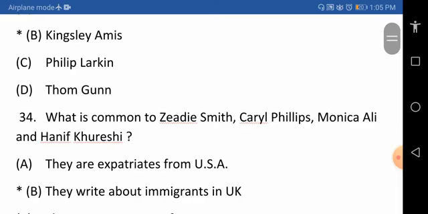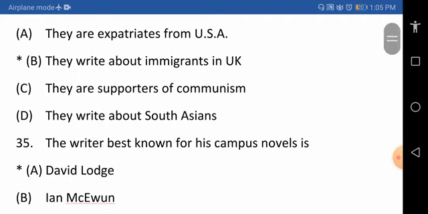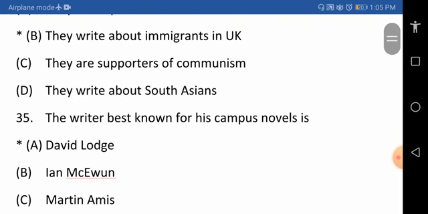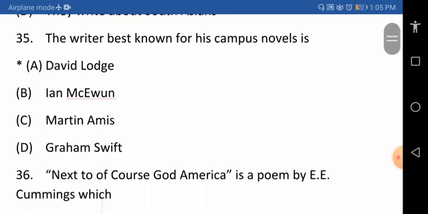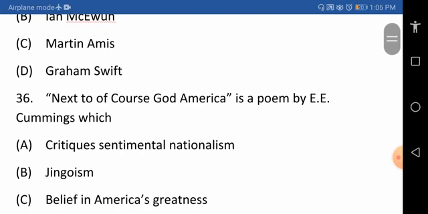34th question is, what is common to Zadie Smith, Caryl Phillips and Monica Ali, and one more is Hanif Kureishi. They all write about the immigrants in the UK. 35th question is, the writer best known for his campus novel is David Lodge. Next, next to God America I is a poem by E.E. Cummings.